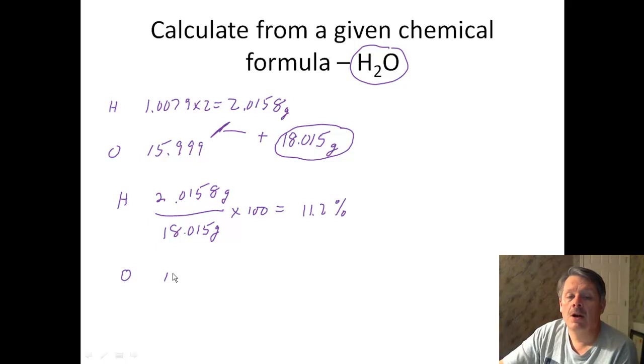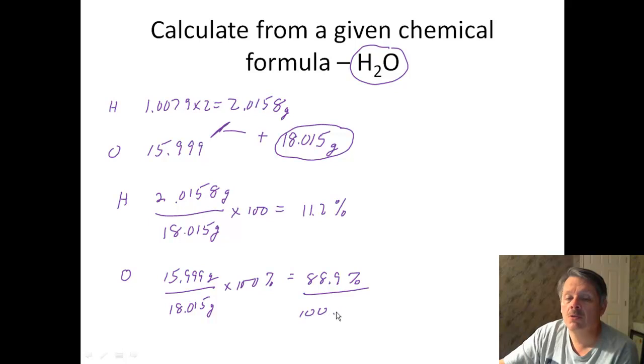All right, oxygen is 15.999 grams, and I'm going to divide that by 18.015 because that's my total grams in the substance. I'm going to multiply by 100%, and that's going to give me 88.9%. When I add these together, I do get 100.1%. That's close enough for what I need. I'm happy. I checked my work. I feel good.